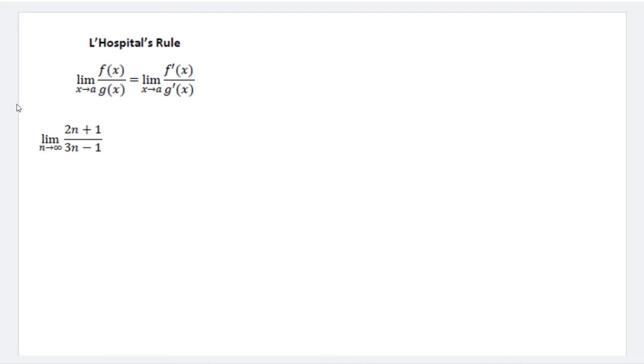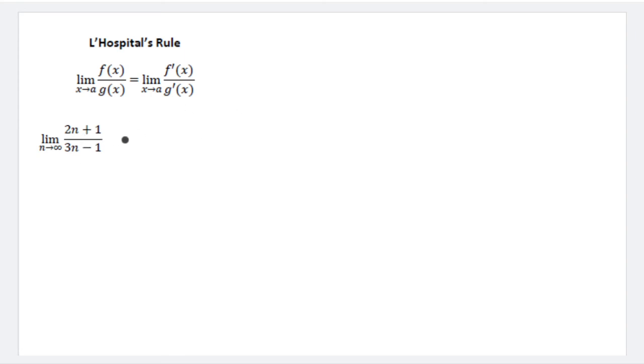The S is silent. So it says that the limit of the ratio f of x over g of x as x approaches a is equal to the limit of the derivative of f of x over the derivative of g of x as x approaches a. Basically, what it will want us to do is to get the derivative of the numerator over the derivative of the denominator, and maybe that would give us a better way of finding the limit.